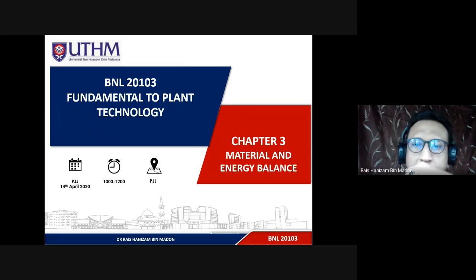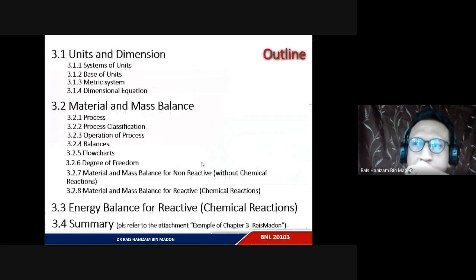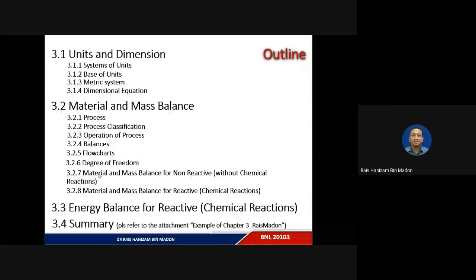So now we continue our chapter 3 for part 2. Part 2 consists of material and mass balance. Today perhaps we can cover up to 3.2.6 and also 3.2.7, regarding process classification, operation of process, balance, flow chart, degree of freedom. 3.2.7 is regarding material and mass balance for non-reactive.